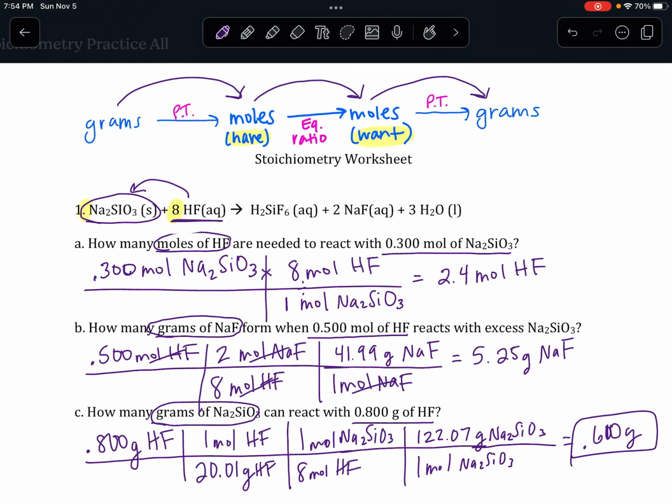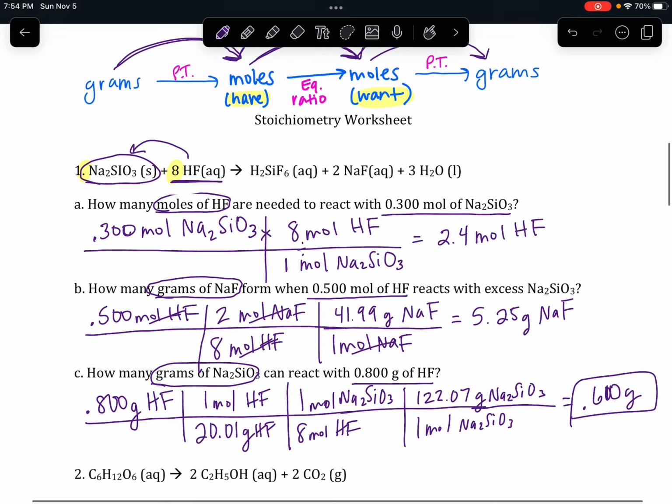Okay, so we're just using our map to go from whatever we're given to what we want. Depending on where we start, that's why I always write down what I start with, because if I start with grams, I know I have to go to moles, and then I can use my ratio to get to what I want. Sometimes you start with moles, and so you can just go straight into using that ratio. You just have to follow where you are on the map.